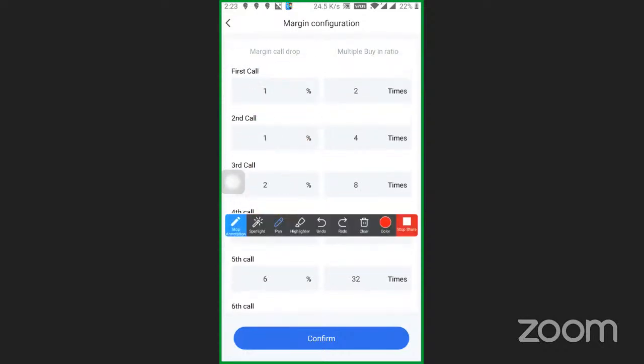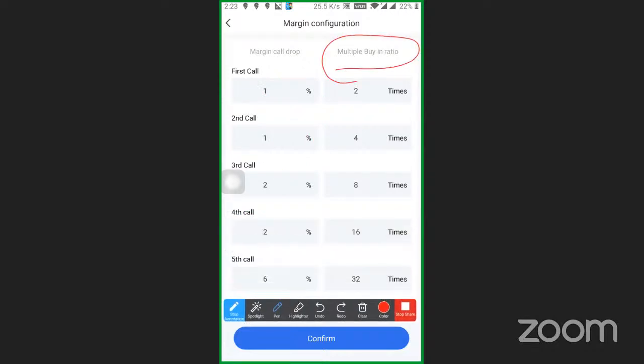So this way you can set the robot to cover almost 30%, right? The second thing that is most important is the multiple buy-in ratio. This actually decides how much capital you need to trade on this default setting, right? There are 3 kinds of strategies. I will give you 3 kinds of strategies, and you can use any of these 3. That depends on how much capital you have, capital in the form of BTC, right?